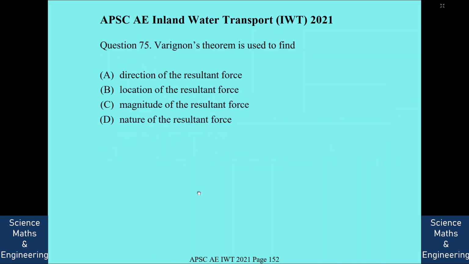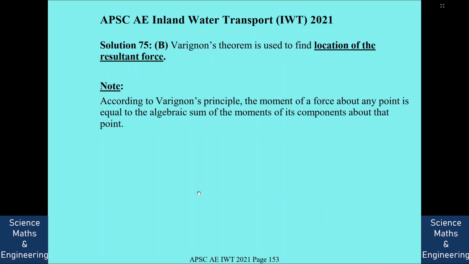Okay, so next question. Varignon's theorem is used to find A, direction of resultant force, B, location of the resultant force, C, magnitude of the resultant force, or D, nature of the resultant force. So the answer is B, Varignon's theorem is used to find the location of the resultant force. Okay, and what is Varignon's theorem? It states that the moment of a force about any point is equal to the algebraic sum of the moments of its components about the same point.